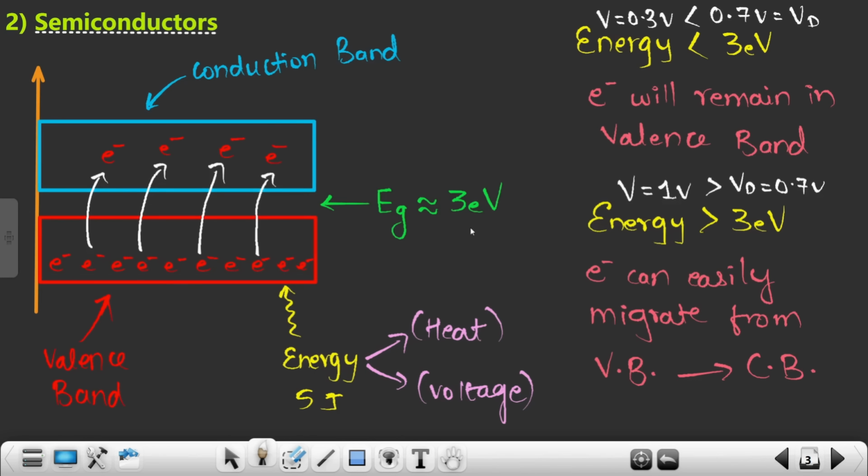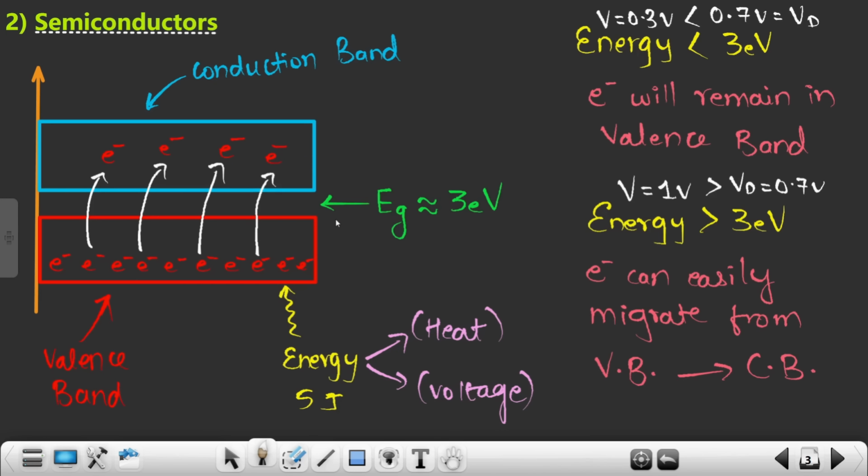band. So whenever we apply this kind of energy to the valence band of the diode, whatever electrons are present in the valence band of the diode can easily surpass this forbidden energy gap, or this gap which is present between the valence and conduction band.